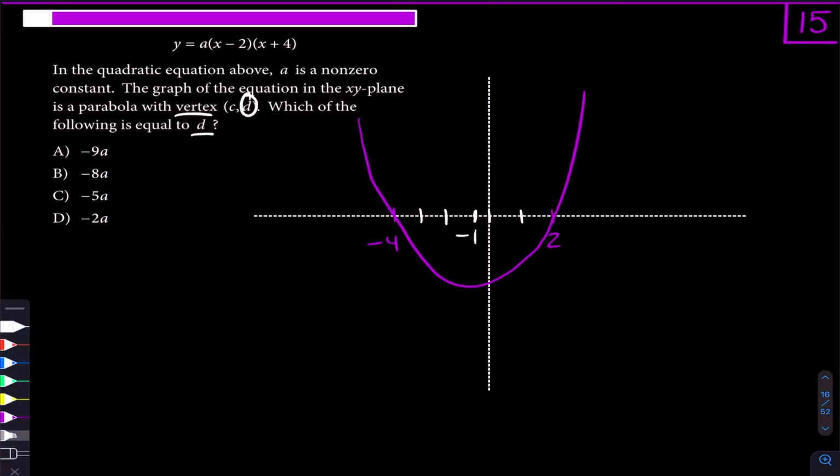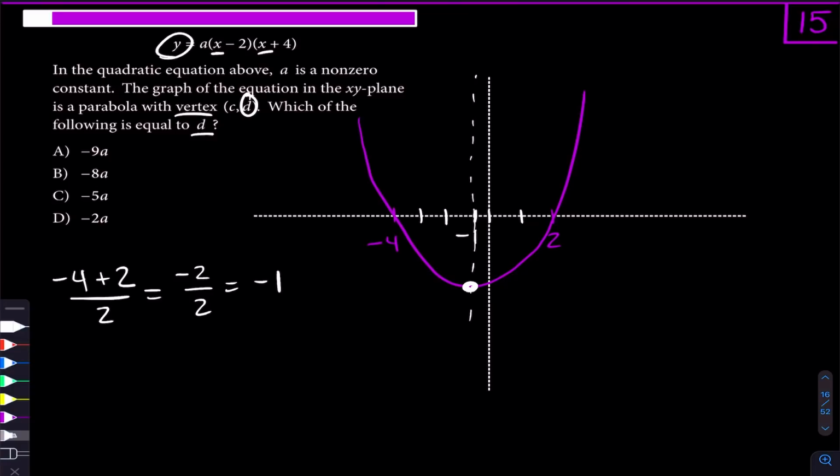If you just want a better way of doing that, you can average the two numbers. So -4 and 2, I'll average them by adding them together and dividing by 2. And that'll give me -2 divided by 2, which is -1. So what that gives me, the middle point there, gives me the x-coordinate of the vertex. So that's nice, but I want the y-coordinate. I don't want C, I want D. So, if I know the x-coordinate of the vertex, I can just plug that into the equation for this parabola, and that'll give me the y.